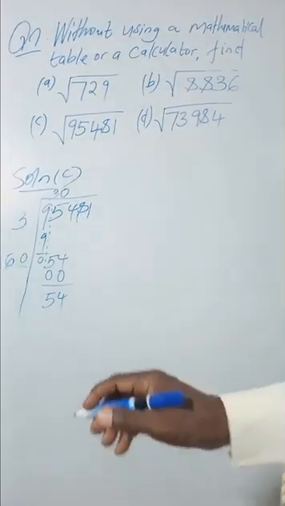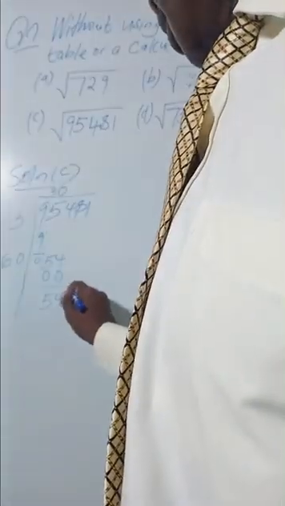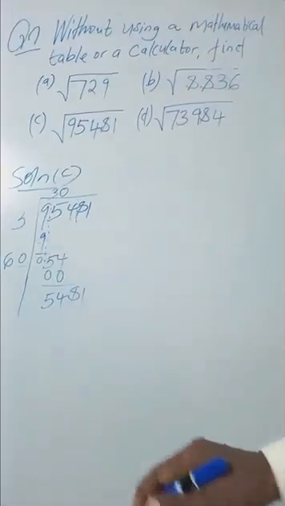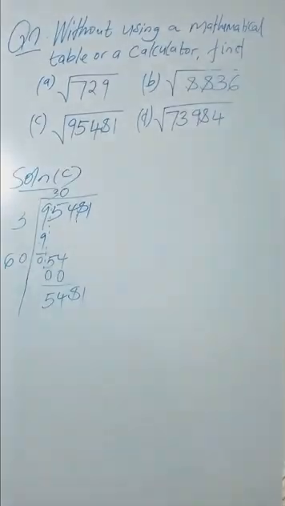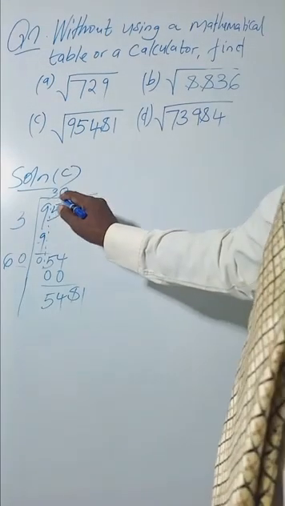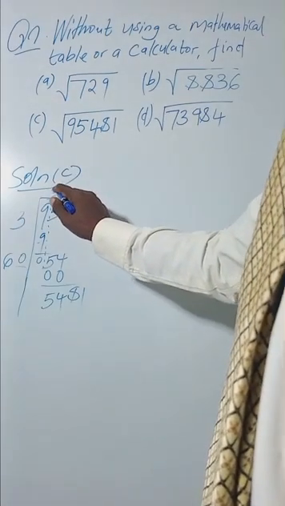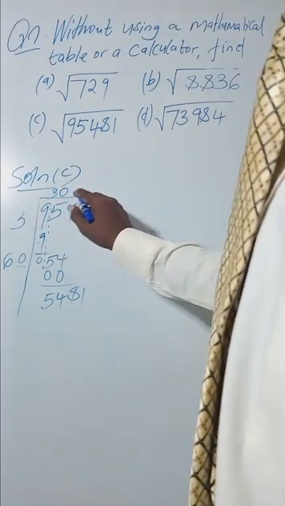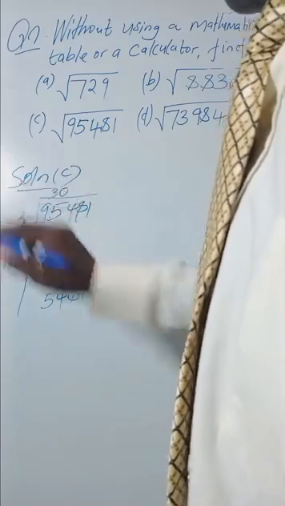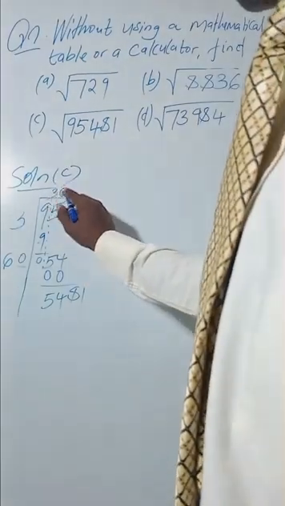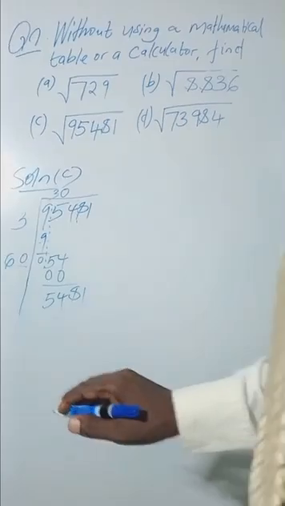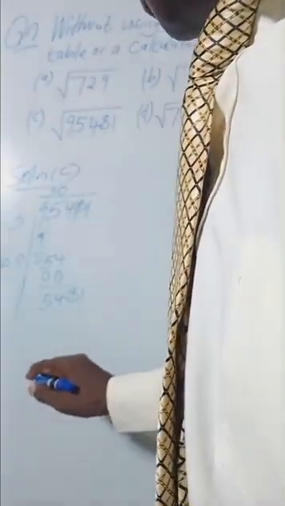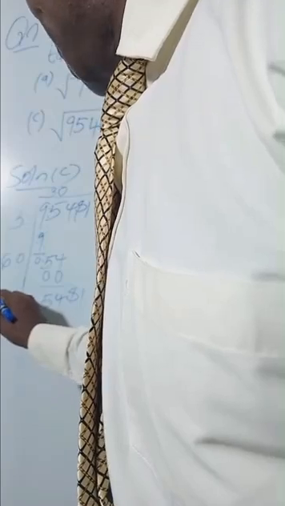Since 54 was not able to give us the exact answer up there, we are dropping the second pair, which is 81, to make it 5,481. Okay, so now we have two digits on top. This is 3, this is 0. Let's double these two digits. What shall we get? We get 60. So we put our 60 here.